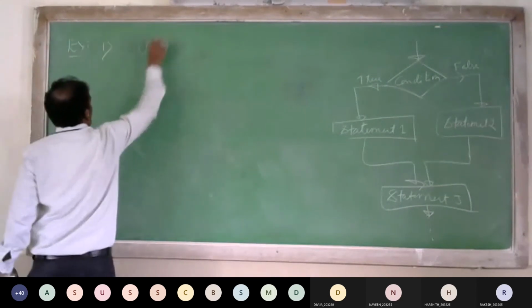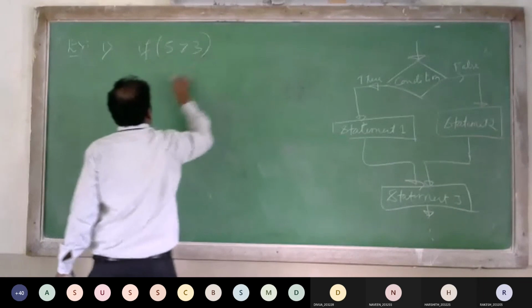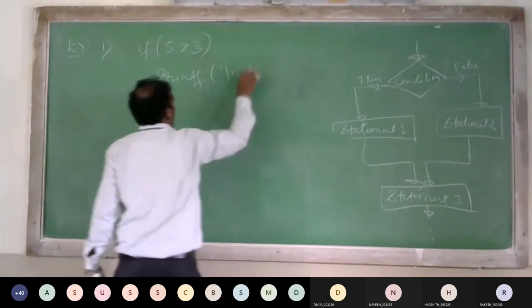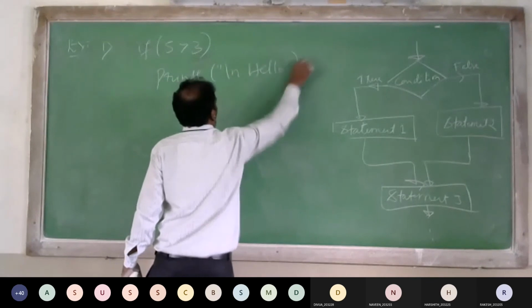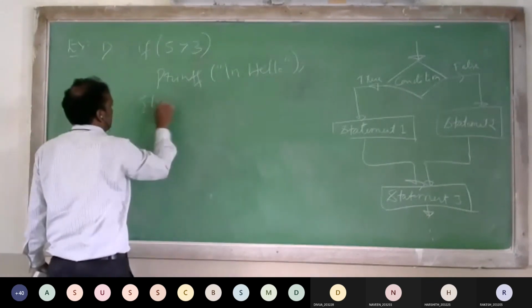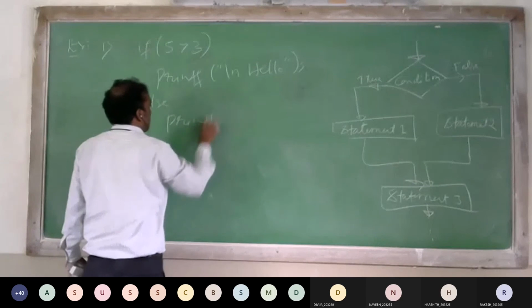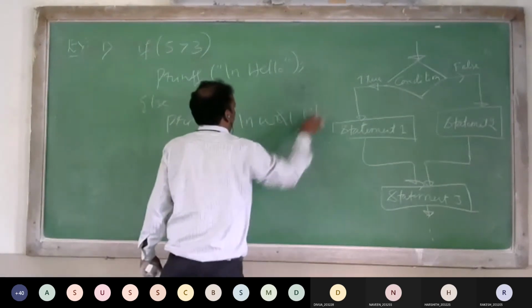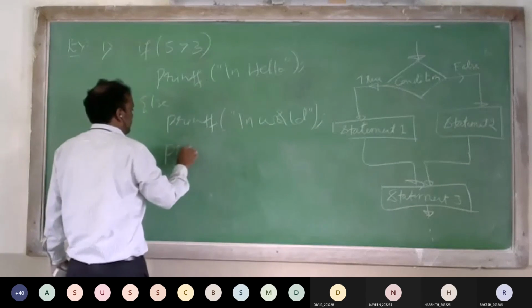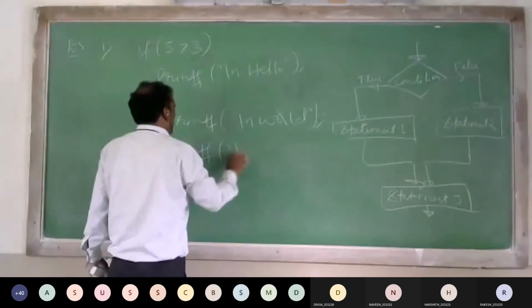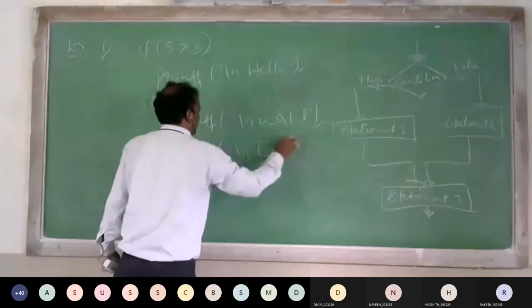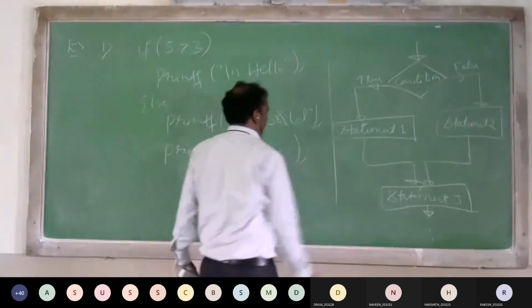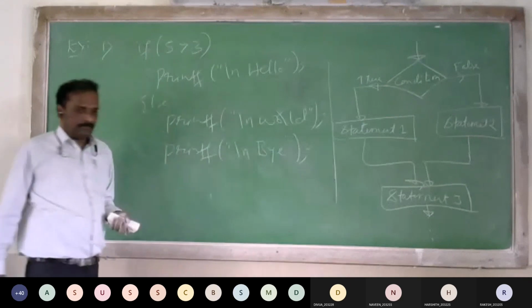Example 1. If 5 greater than 3, printf hello, else printf world. Printf bye. So this is the example.